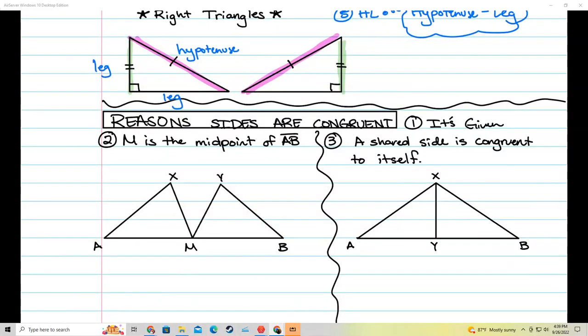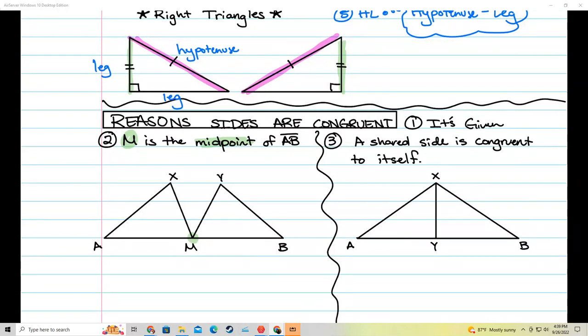Notice that on the picture, they're really not telling you which sides are congruent. If you didn't know what a midpoint was, you wouldn't be able to figure this out. But they did say M is the midpoint of AB. And so I'm going to go ahead and put my green dot right there on M. What's special about a midpoint? Well, the midpoint means it's right smack in the middle.